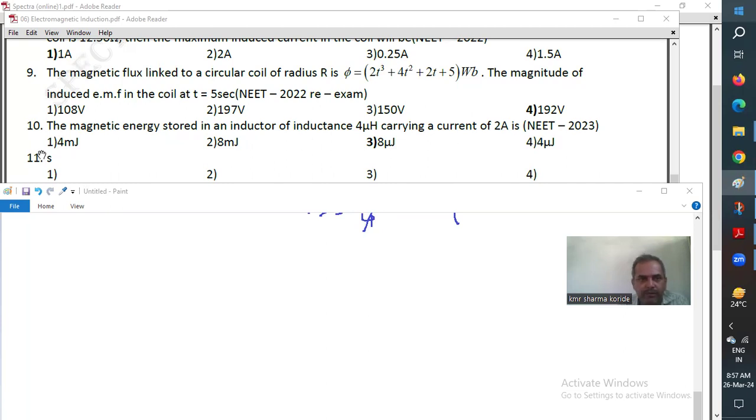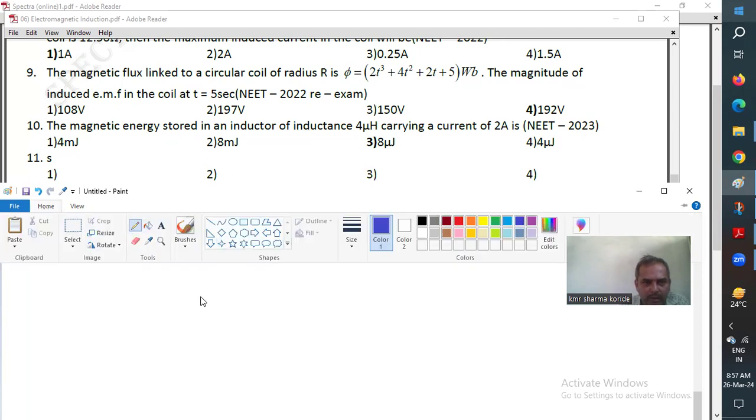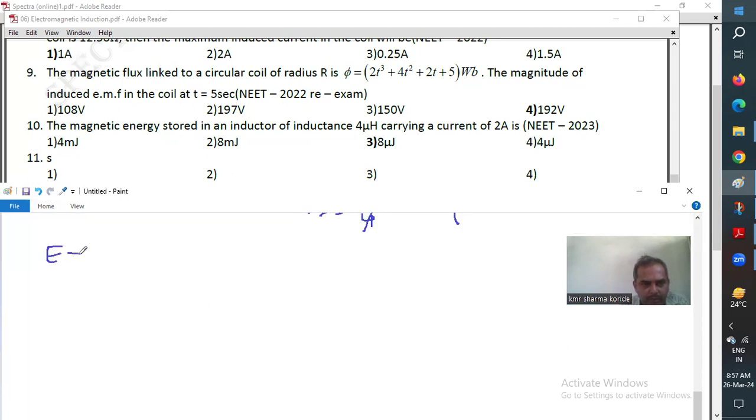We have already done one question based on this. The magnetic energy stored in an inductor of inductance 4 microhenry carrying a current of 2 amperes is... We need to find the energy, so get back the formula. Energy stored in the inductor, E is equal to half L i square. In the previous question, they asked you to find L. Now they are asking you to find energy.